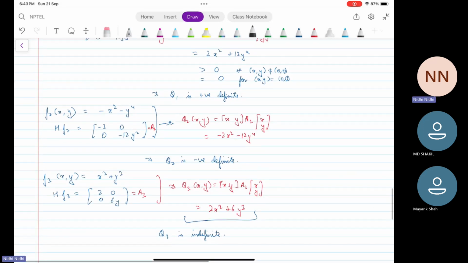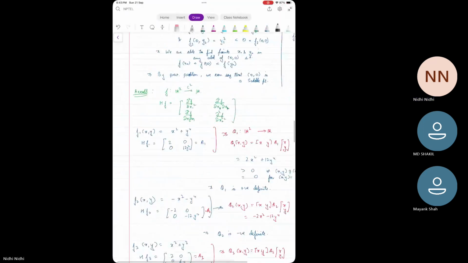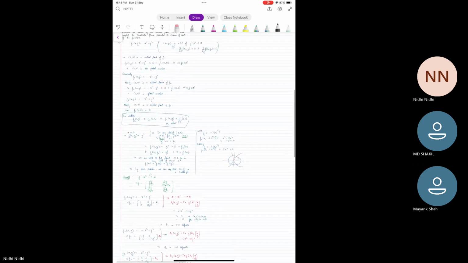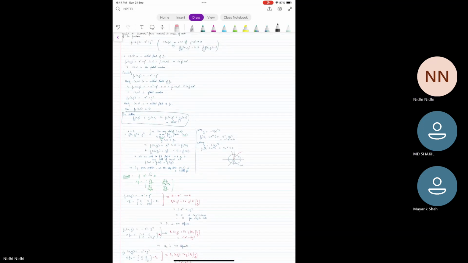I hope this question is fine. It is exactly the same question asked in assignment 8. Three functions are given. The first function f(x,y) is equal to x square plus y cube. Then g(x,y) is equal to x square plus y^4. These both are the same. And the third one, h(x,y), is x square minus y^4.